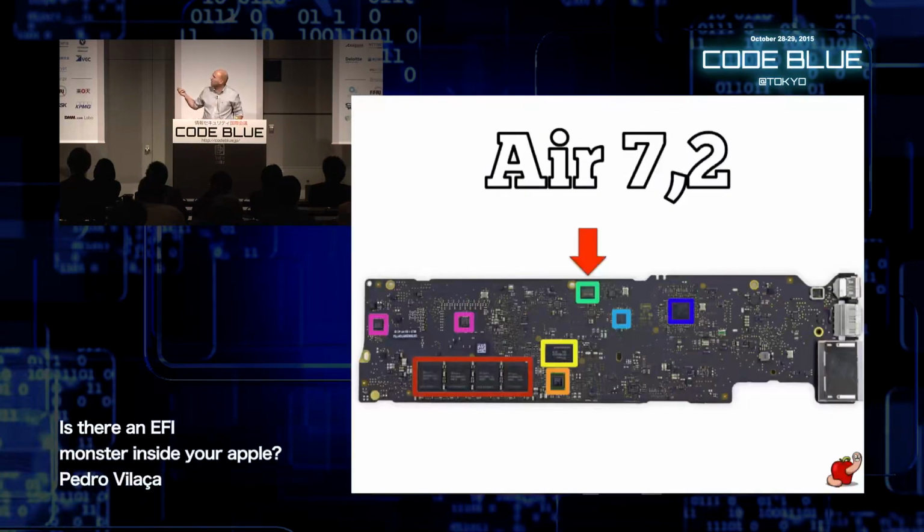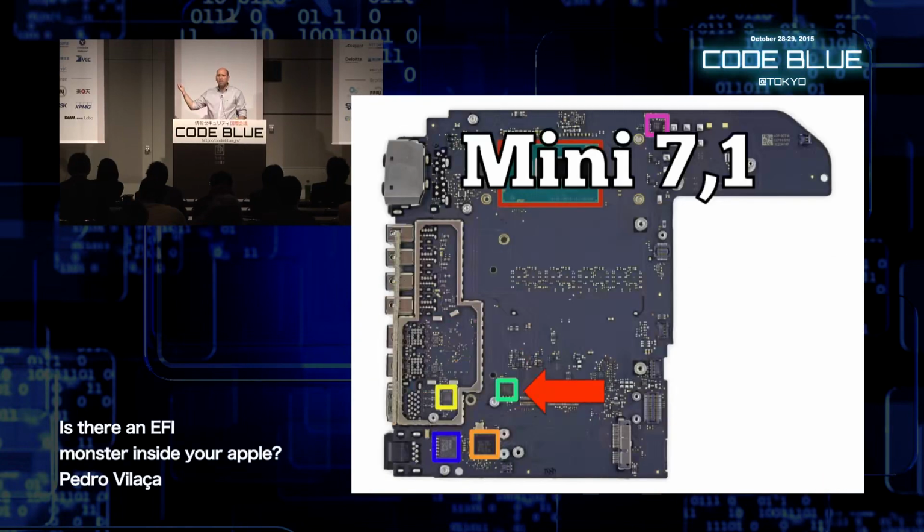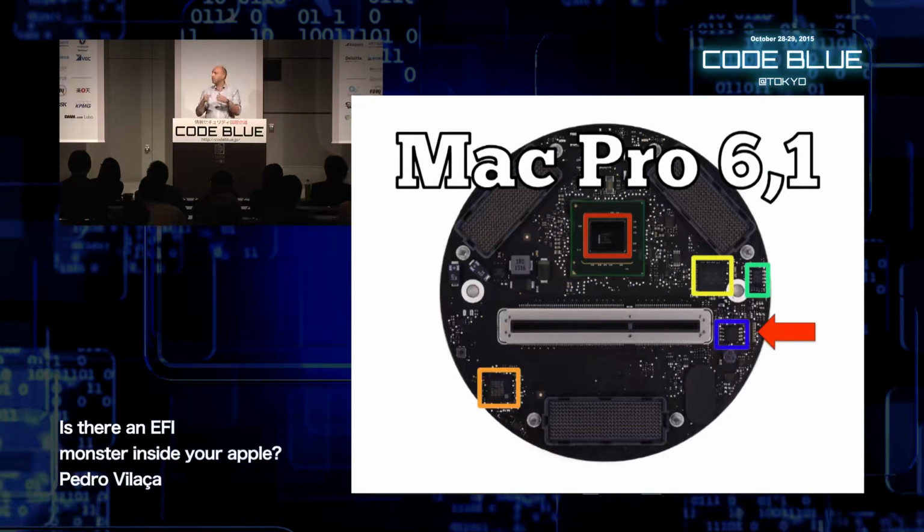This is a MacBook Air. Doesn't matter the model, the chip is always on the underside of the motherboard, so you need to disassemble the whole machine, extract the motherboard, and then you finally have access to the chip. Mac Mini, the same. The Mac Mini is very compact, so you need to disassemble everything again to access the chip. The Mac Pro, the one that looks like a trash can, is also very complicated. You need to disassemble the whole machine to finally access the chip.